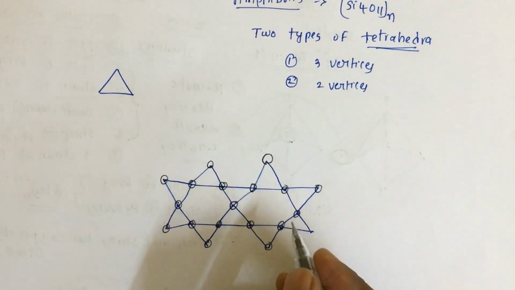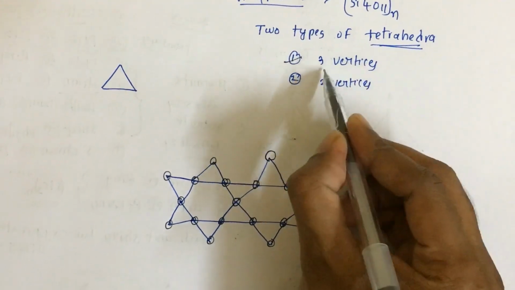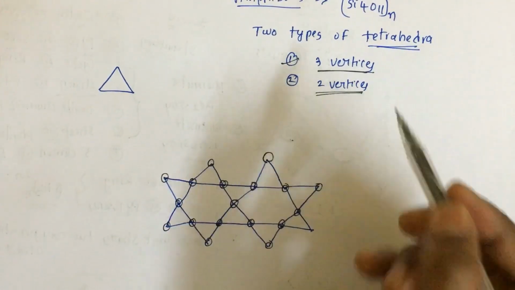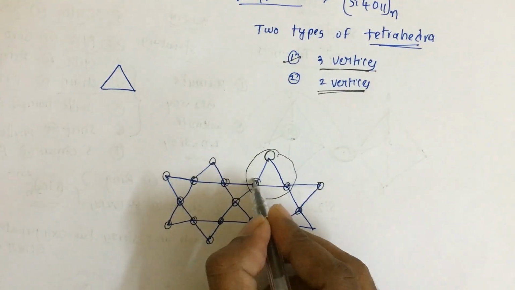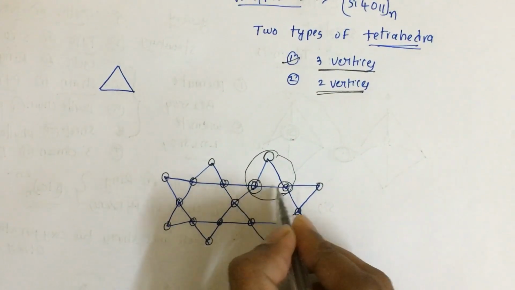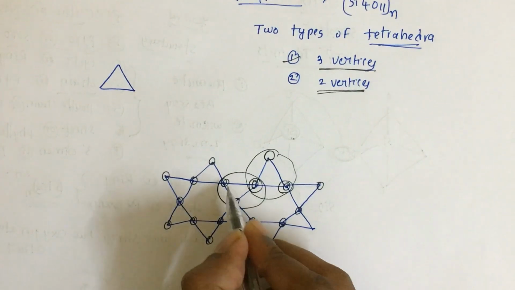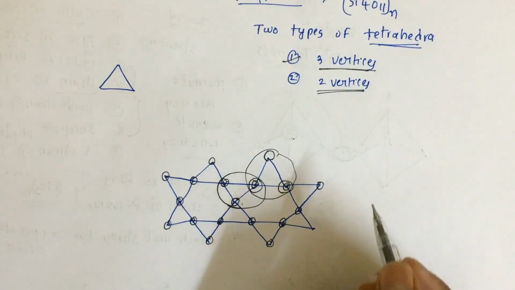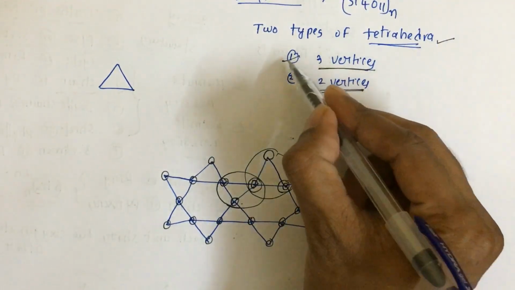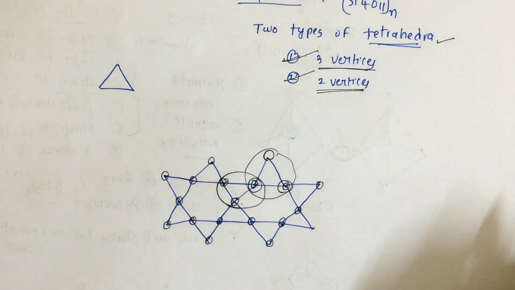So this is the structure of amphiboles. Here one oxygen is shared by 3 vertices, another oxygen is shared by 2 vertices. At these vertices, 2 oxygen atoms are shared, and at this vertex, 3 oxygen atoms are shared. So in the case of amphiboles, there are 2 types of tetrahedra: one sharing 2 vertices and the other sharing 3 vertices. This is about the amphiboles.